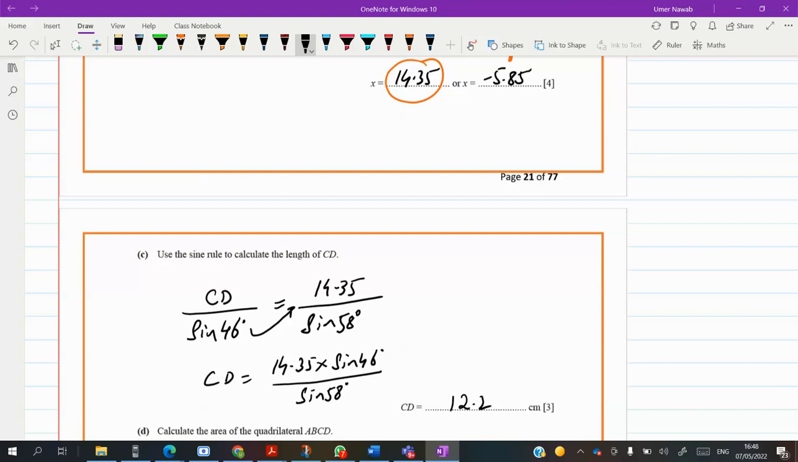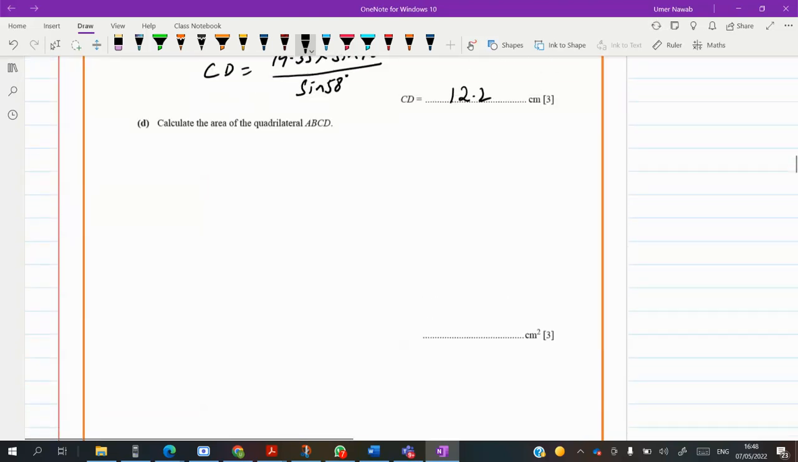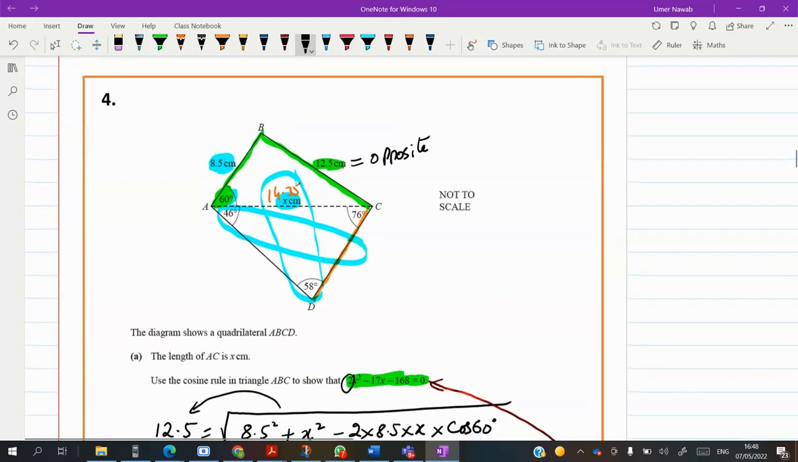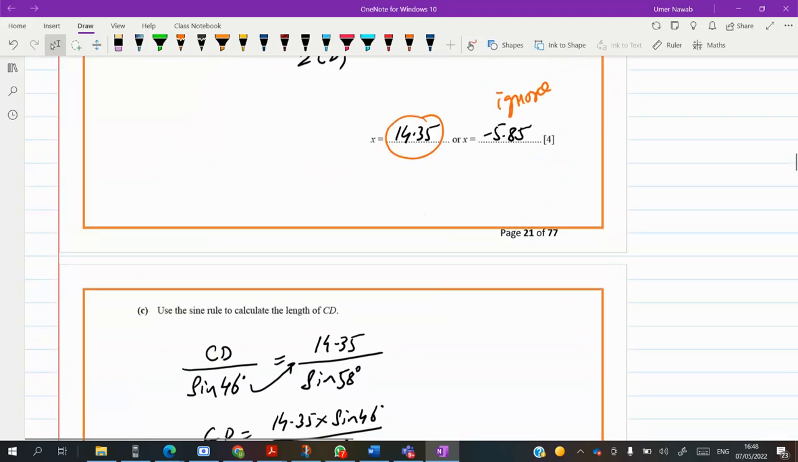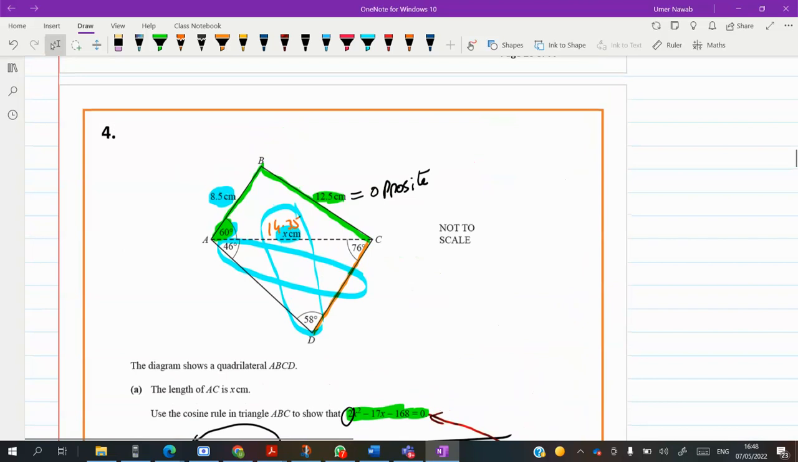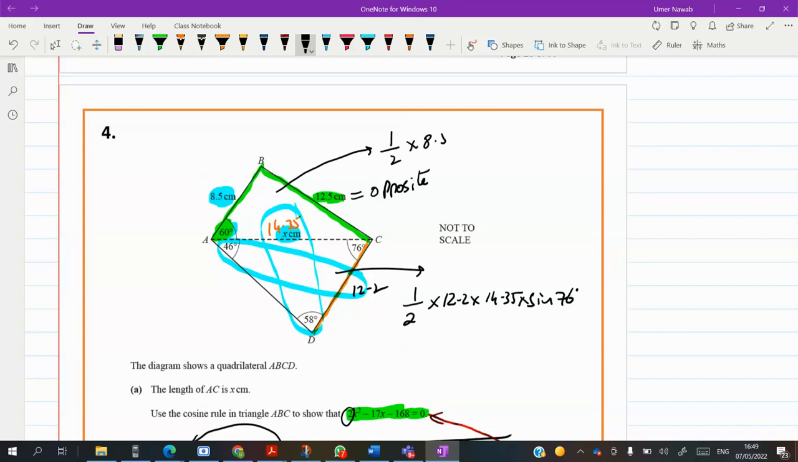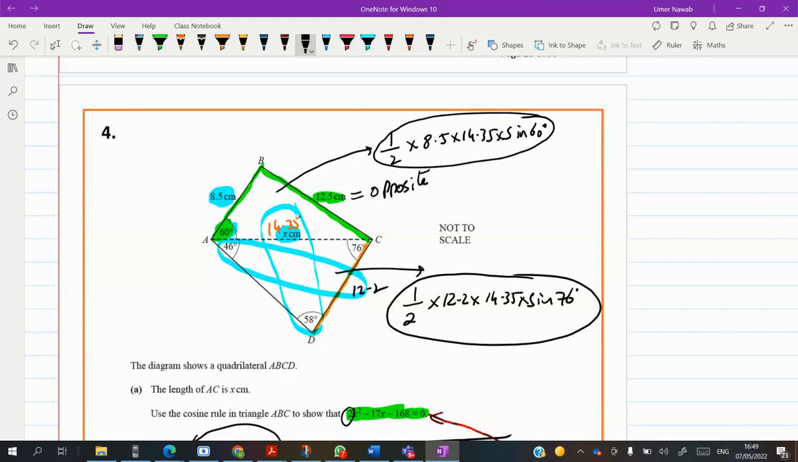So 12.2. Now, area of a quadrilateral, you need to find the two areas. What is the answer? We got it 12.2. So area of this triangle is half times 12.2 times 14.35 into sine of 76. And the area of this triangle is, I will use half times 8.5 times 14.35 times sine of 60 degrees. Once I will get these two areas, we will add them up.